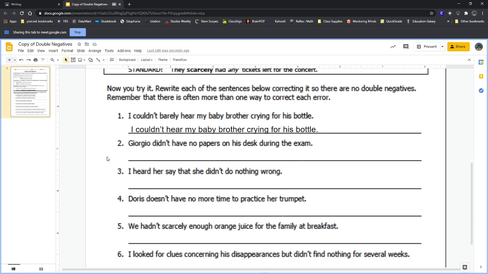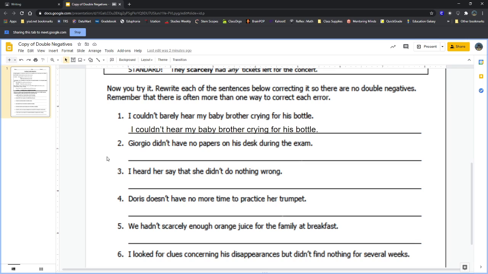What about the second sentence? Giorgio didn't have no papers on his desk during the exam. What are my 2 negatives in that sentence? What are the two negative words in that sentence?